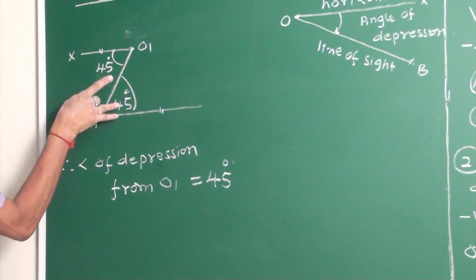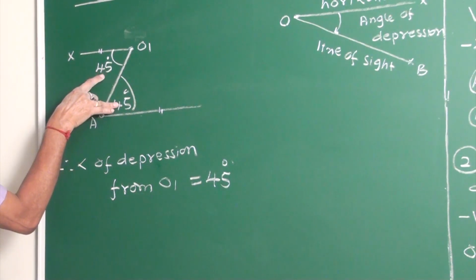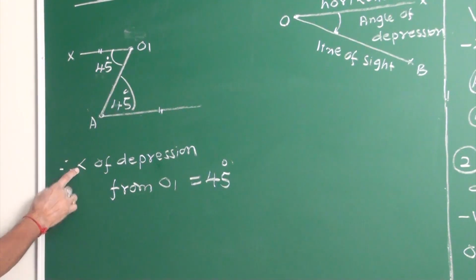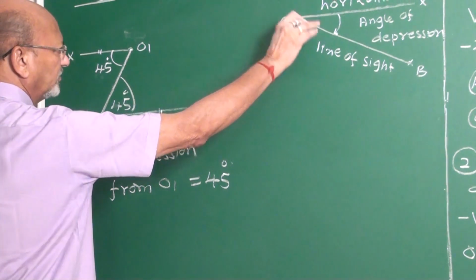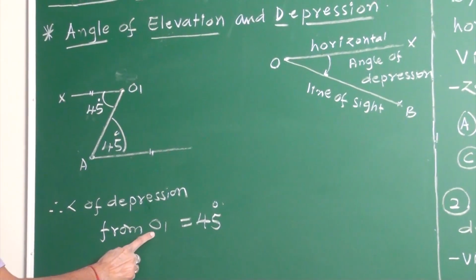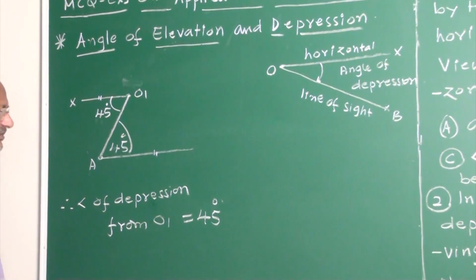Alternate angles. This is 45. This alternate angle is what? 45 degrees. Therefore, the angle of depression below, see here, the angle of depression from the point O1 is 45 degrees.